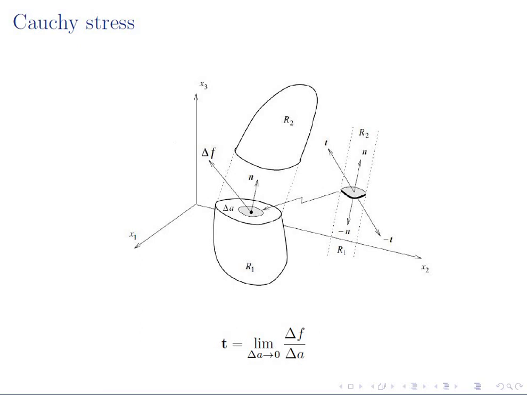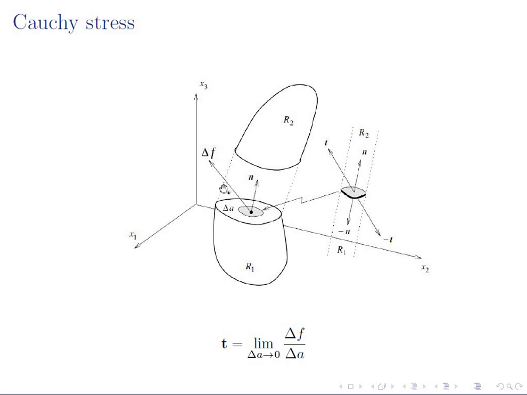And in order to do that, what we do is that we make an imaginary cut in the body, and then we try to find out the forces which are acting on that imaginary cut. For example, if this is a body, let's say I made an imaginary cut at this particular plane, and I would like to see what are the forces of this body R1 which are acting on R2, and what are the forces from the R2 which are acting on R1.